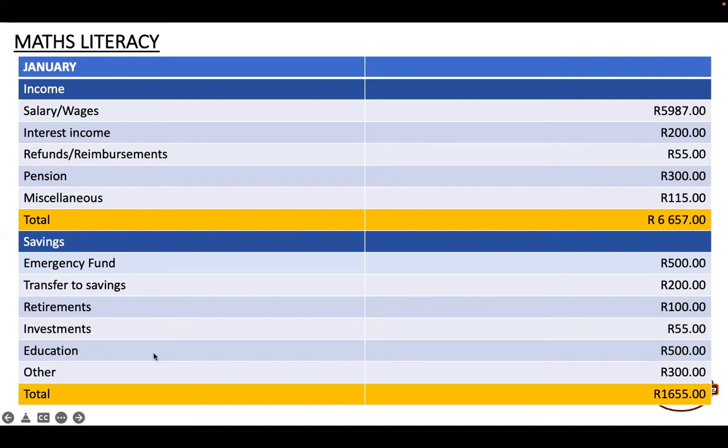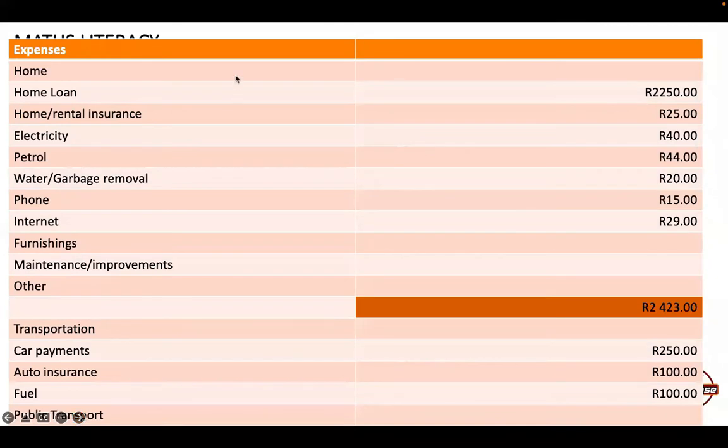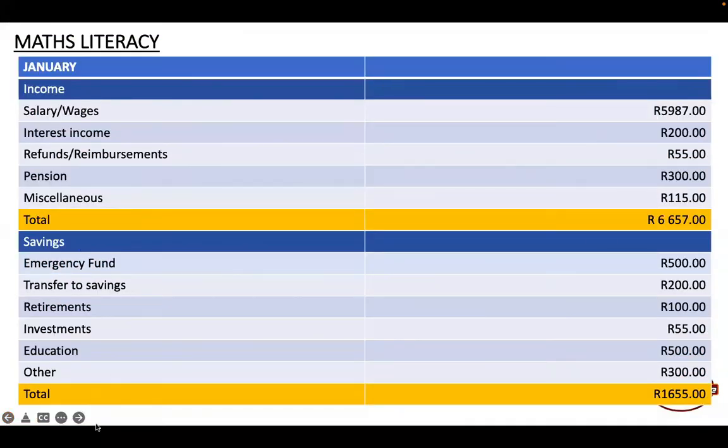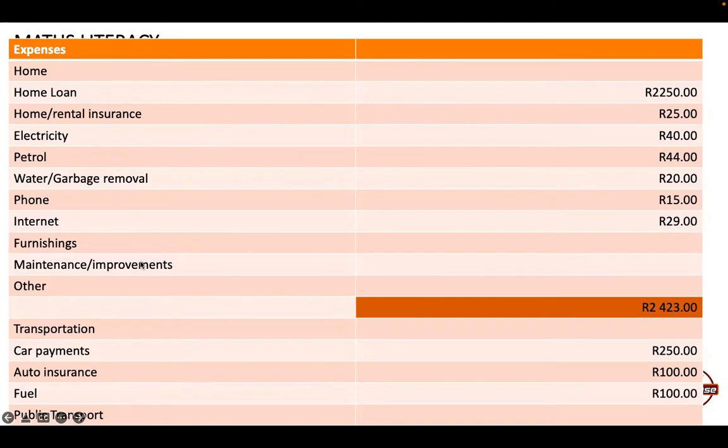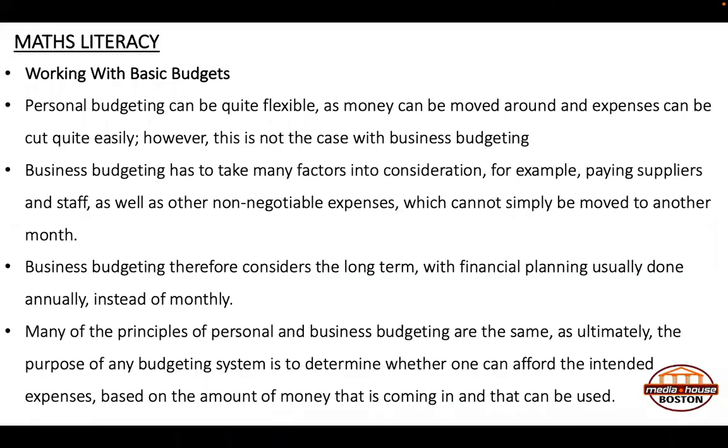And that's 1,655. And then we get to our expenses. We see here we have the home loan, rental, electricity. Okay, so this is probably for someone who lives with a family. And then we have transportation: car payments, auto insurance, fuel, and public transport, etc. So when it comes to budgeting, we'll always have it this way, where we list our incomes first, and then we list all our expenses. If you did accounting, you will know about this, income and expenses, etc.